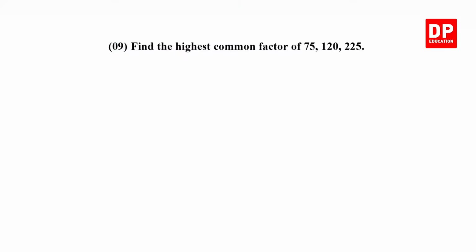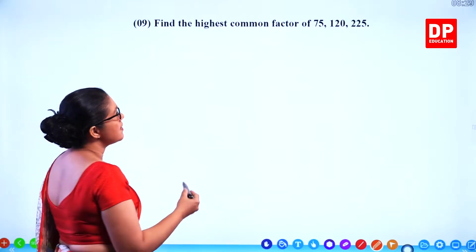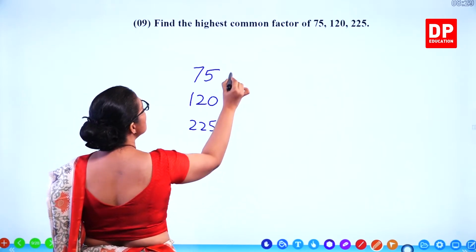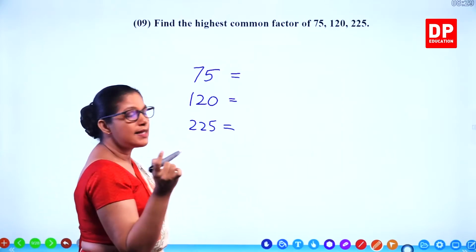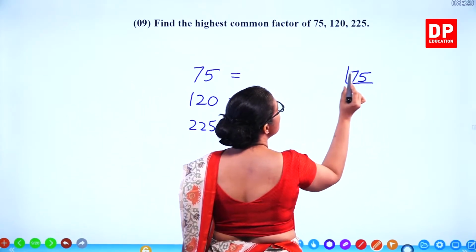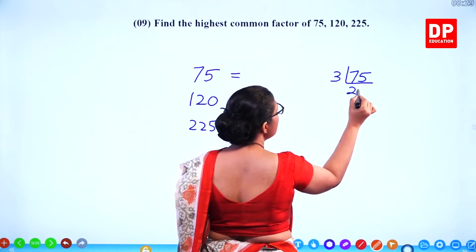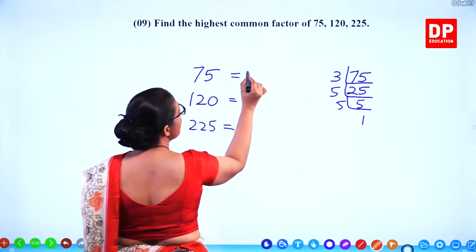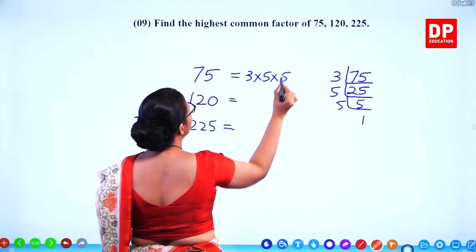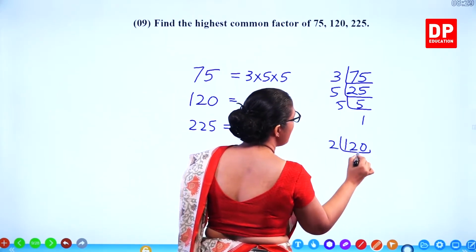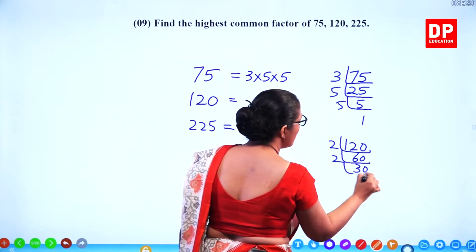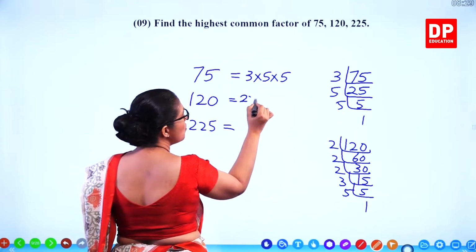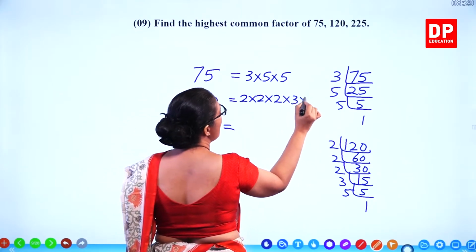Question number 9. Find the highest common factor of these numbers. So that means you have to find out separately all the factors. So we'll write down separately all the factors. 75. When you divide by 3, you get 25. Then 5 times 5. So you can write 3 and 5 and 5. 120. Divide by 2. Divide by 2. Again divide by 2. 3 and 5. So you get 2, 2, 2, 3 and 5.